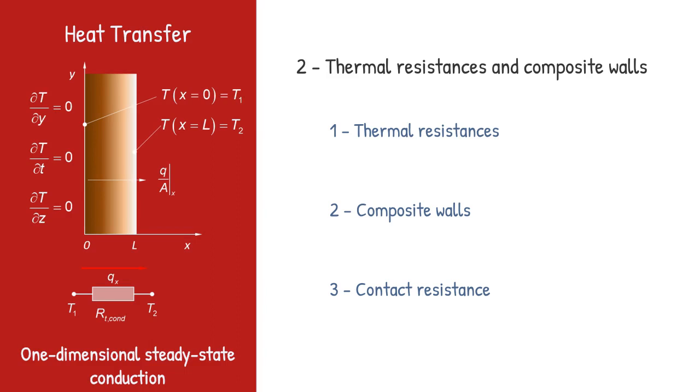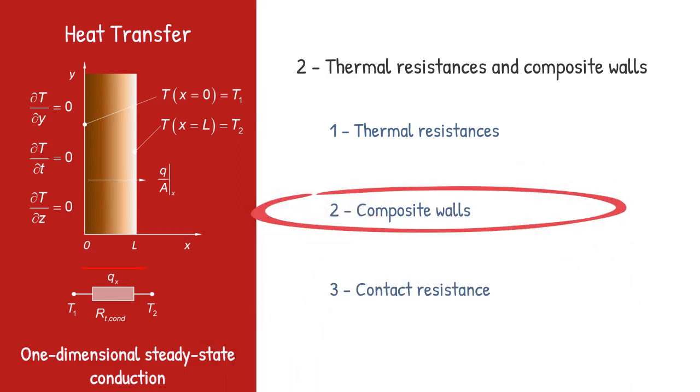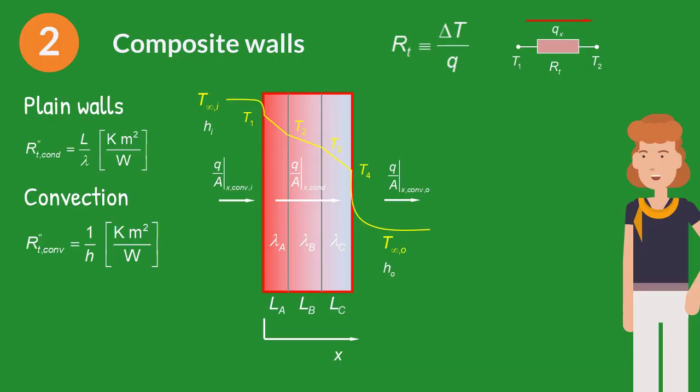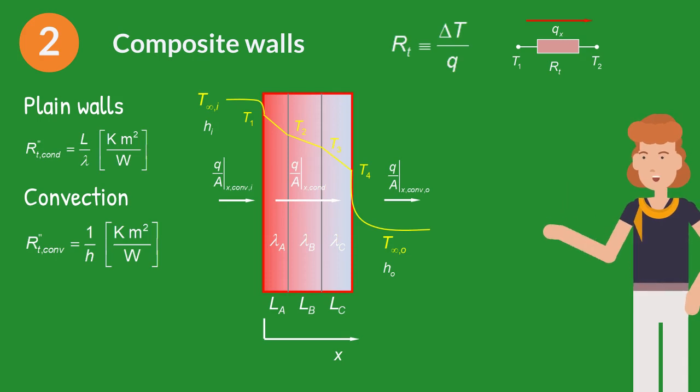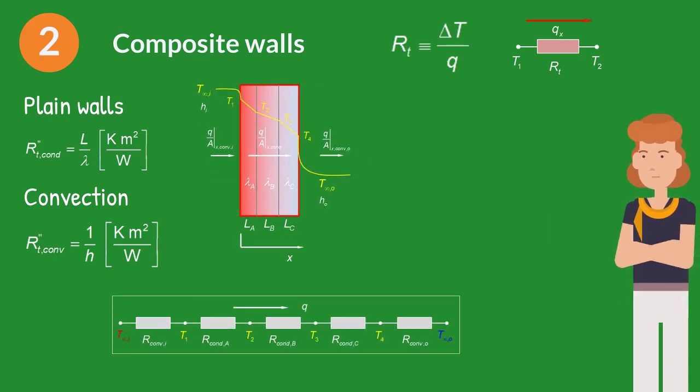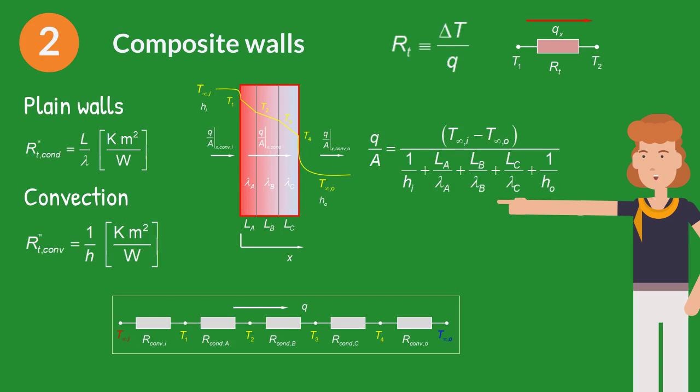Let's apply the concept of thermal resistance to solve problems with composite walls. Thanks to the utilization of thermal resistances, calculation of composite walls is very easy. For a plane wall, with convection in both sides, the equivalent thermal circuit is composed by a set of thermal resistances in series. Like in electrical circuits, we can sum resistances connected in series to obtain the equivalent resistance. In this way, the heat flux can be written as a function of the inlet and outlet temperature and the thermal resistances of convection and conduction.